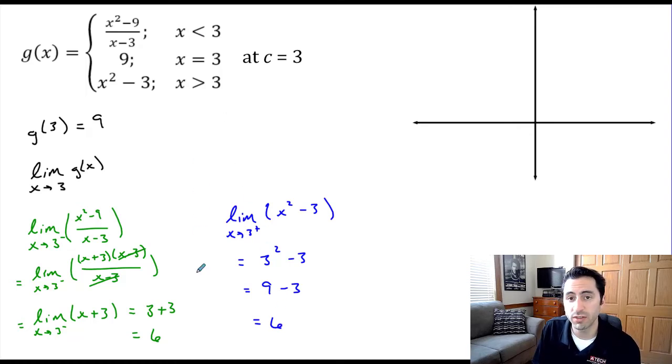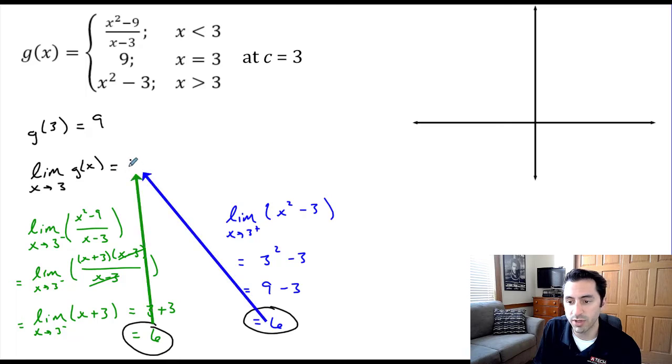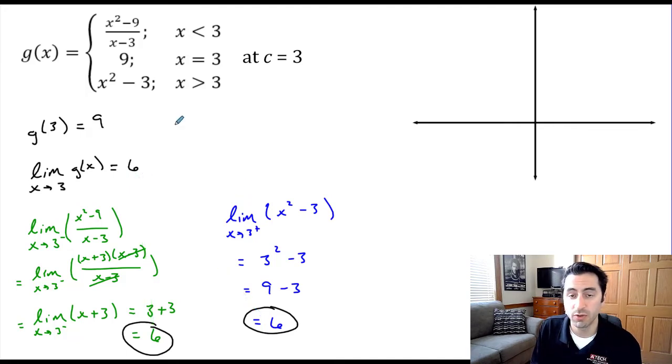Okay, so our two one-sided limits are the same. They both ended up as 6. So that does mean that our limit exists. And overall, our general limit as we approach 3 is equal to 6. But comparing that to our function value, it's not the same. So because our function value at 3 and our limit as we approach 3 are two different numbers, we would say that this is discontinuous.